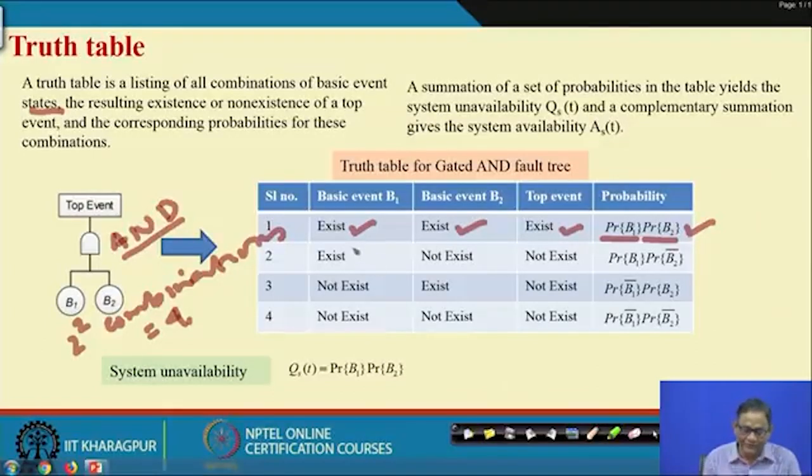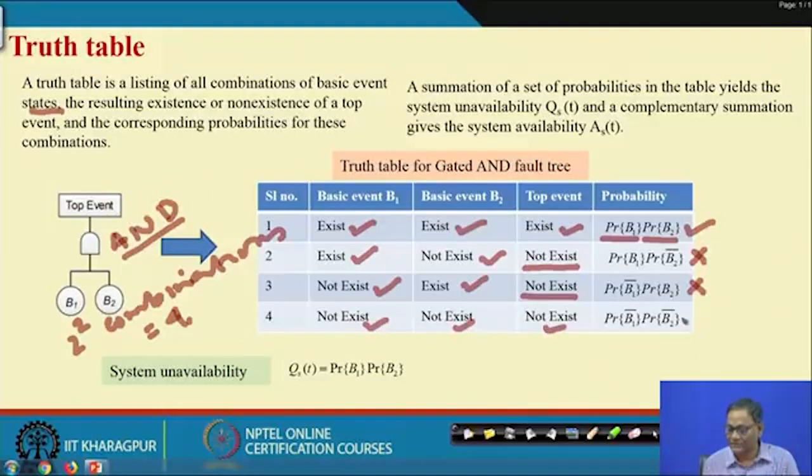Then the second one: suppose B1 exists, B2 does not exist. Because of the AND gate, the top event does not occur, so the system is available. This will not contribute to the unavailability calculation. Third one: B1 does not exist, meaning it is working, and B2 exists, meaning not working, then also the top event will not exist. That means the system is not unsuccessful. In the fourth one, both B1 and B2 are working, so the system also will work. So this will also not contribute to the unavailability calculation.